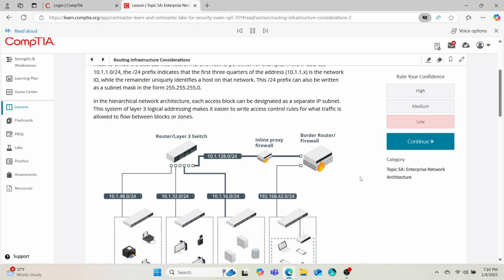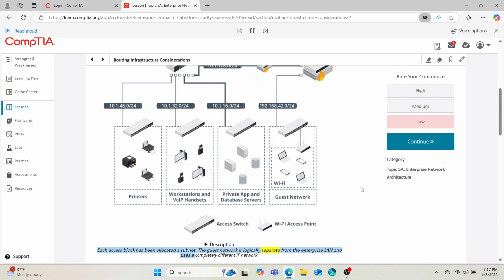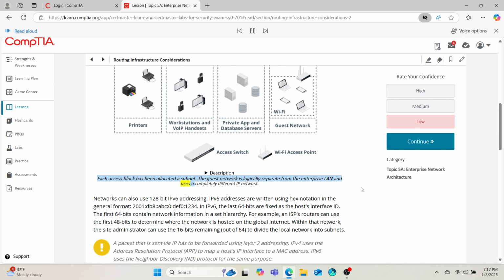The border router or firewall is connected to an access switch through a subnet 192.168.42.0/24. The access switch is connected to a Wi-Fi access point, which, in turn, is connected to the guest network. Each access block has been allocated a subnet. The guest network is logically separate from the enterprise LAN and uses a completely different IP network.